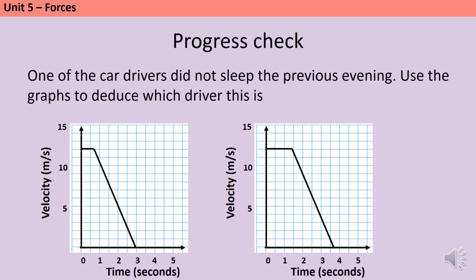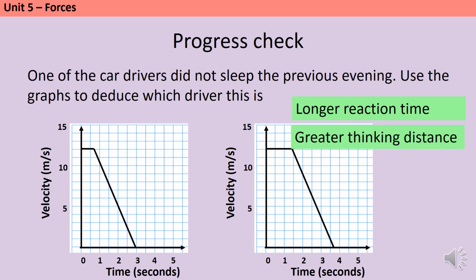So the driver who didn't sleep is the graph on the right, and we can identify this from a couple of things. One, he has a longer reaction time. So here you can see that it's taken nearly 1.5 seconds for him to react, whereas the driver on the left reacted in probably 3/4 seconds.